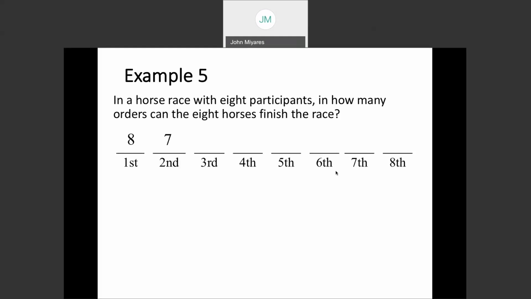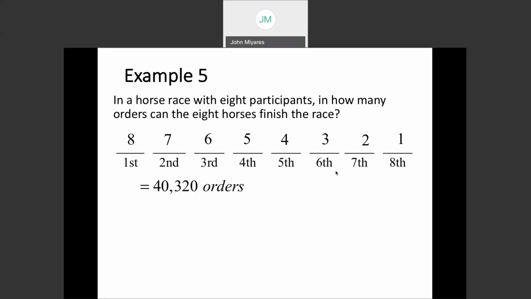And for the third place winner, only 6, and so on, until we get to the last horse, and there's only 1 horse left who can come in last place. Multiplying all these together will give us 40,320 possible orders that the horses can be rearranged.